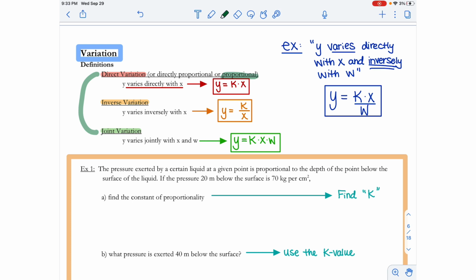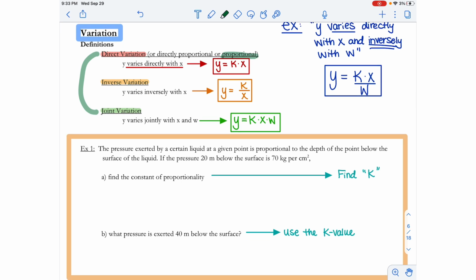If the pressure 20 meters below the surface, I'm sorry, I read that wrong. If the pressure 20 meters below the surface is 70 kilograms per centimeter squared, then find the constant of proportionality and what is the pressure exerted at 40 meters below the surface. This is all sounding really confusing, but it's not that bad.